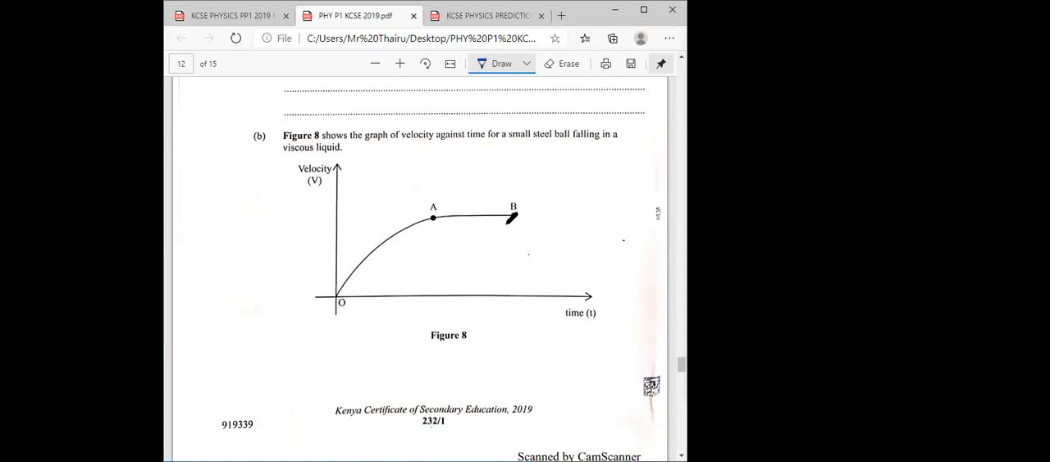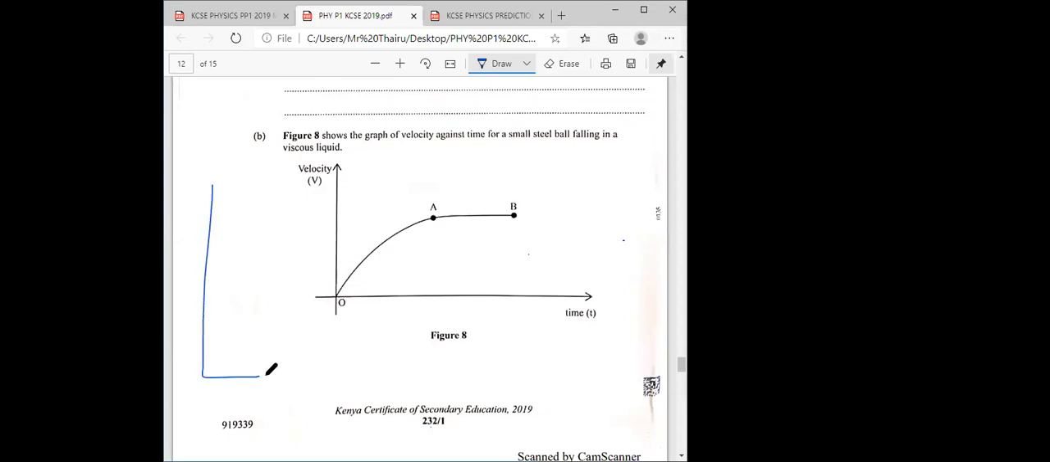The acceleration is constant. No, when it is moving at a constant velocity, the acceleration is 0. The acceleration is going to be 0. Let me give you the explanation for this one.